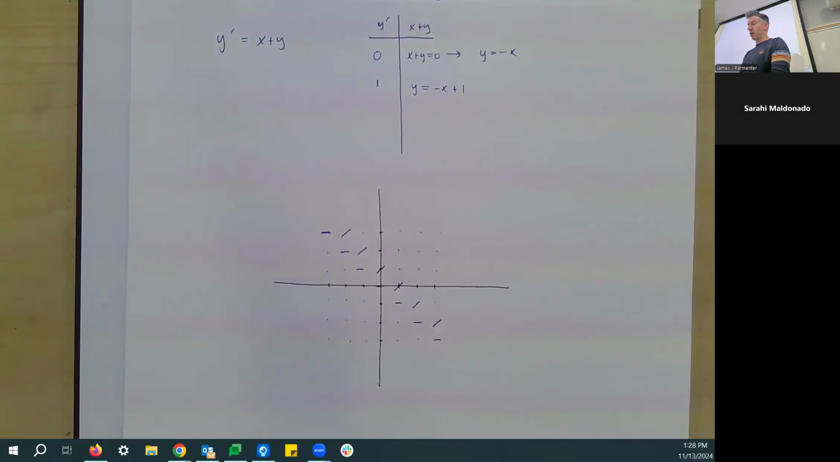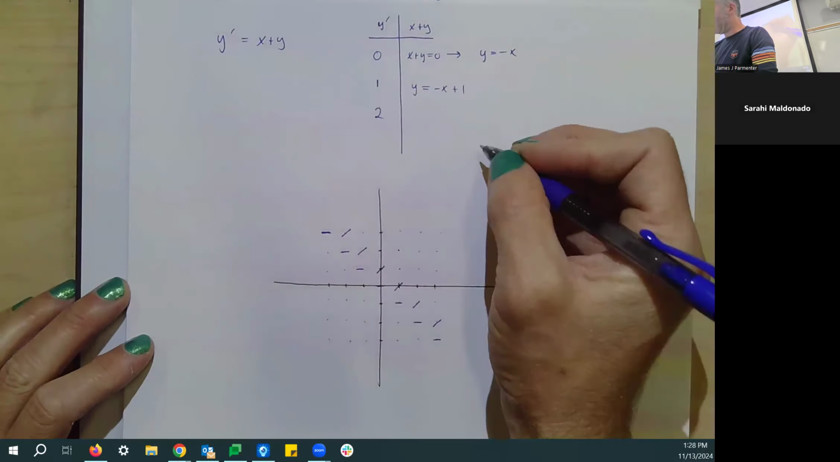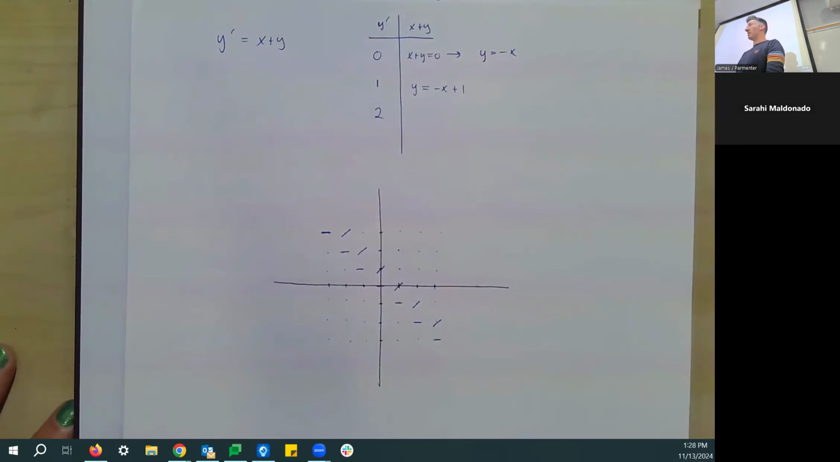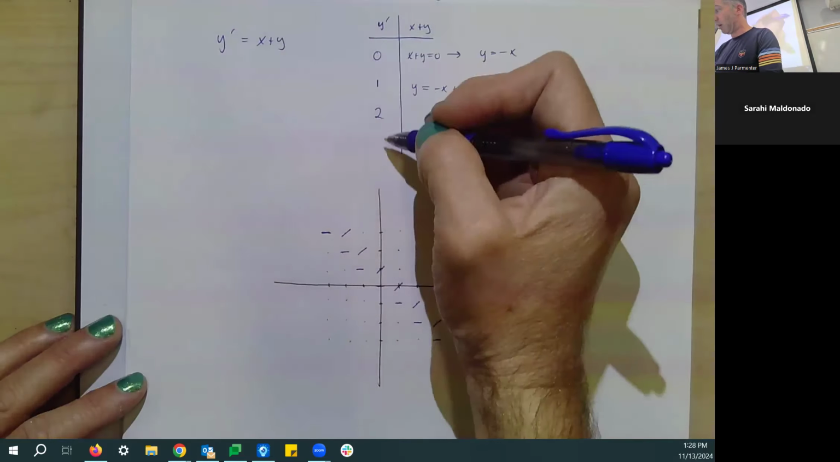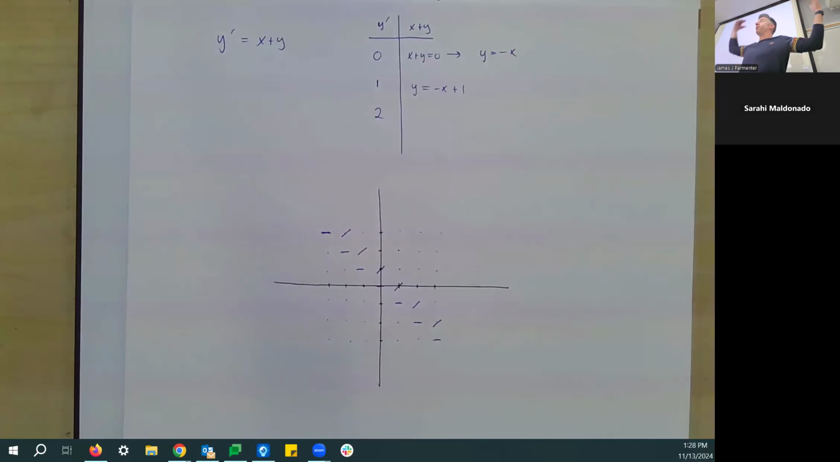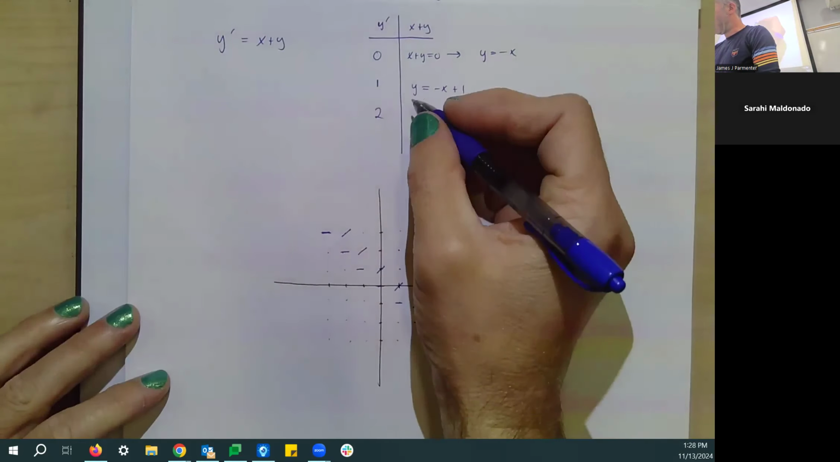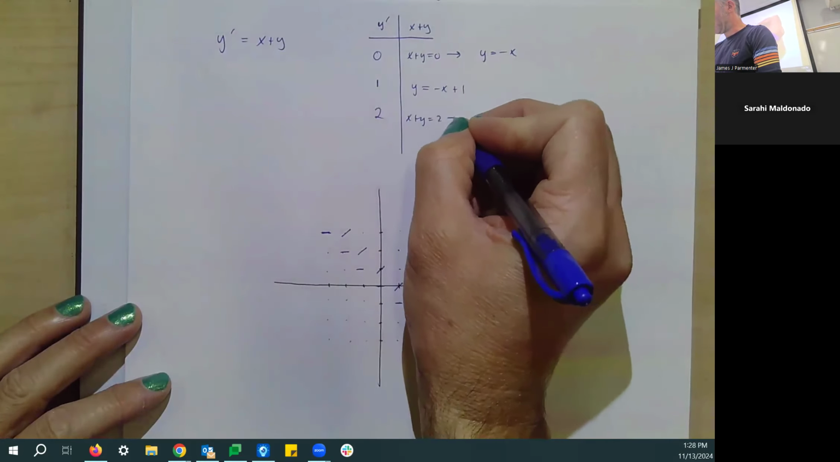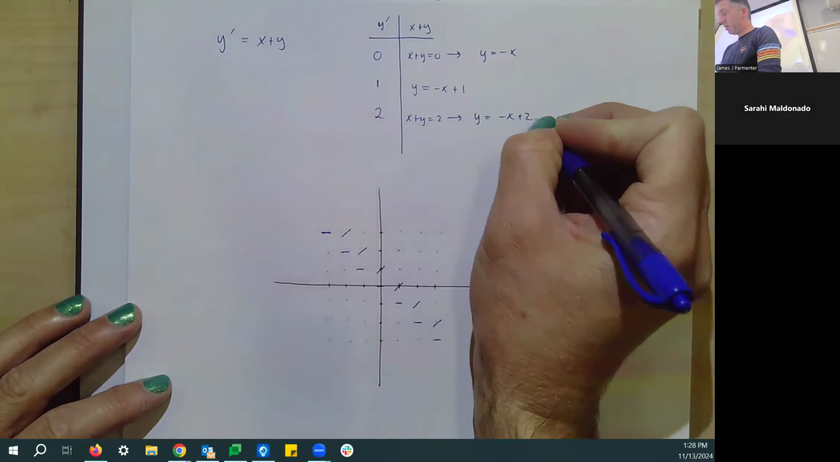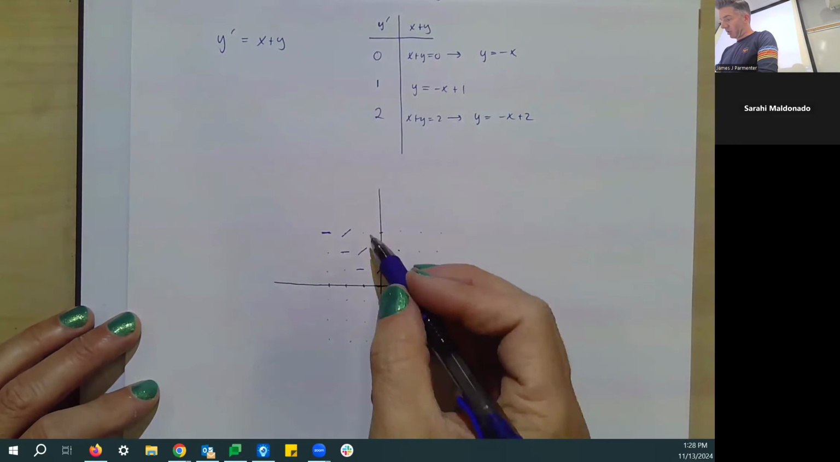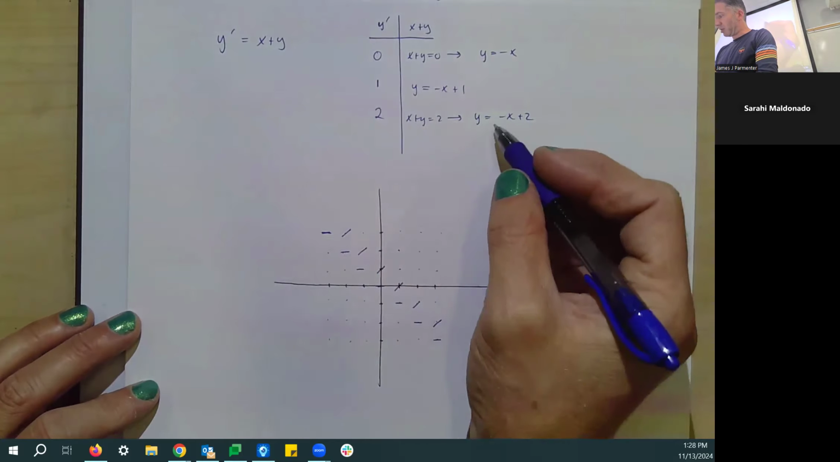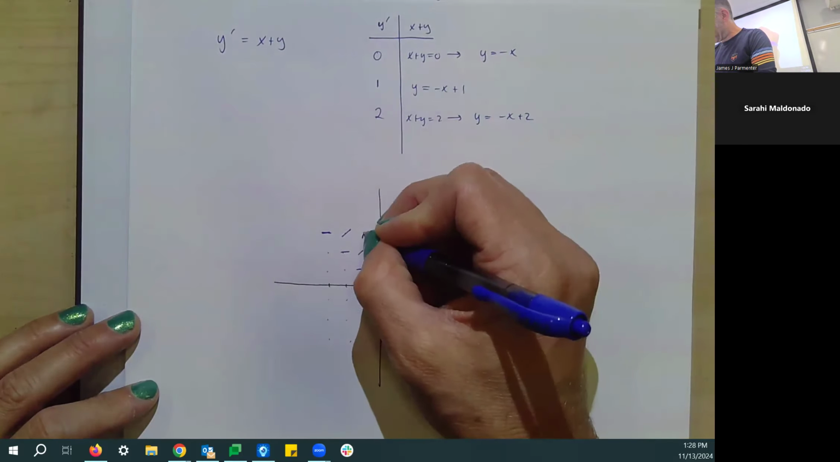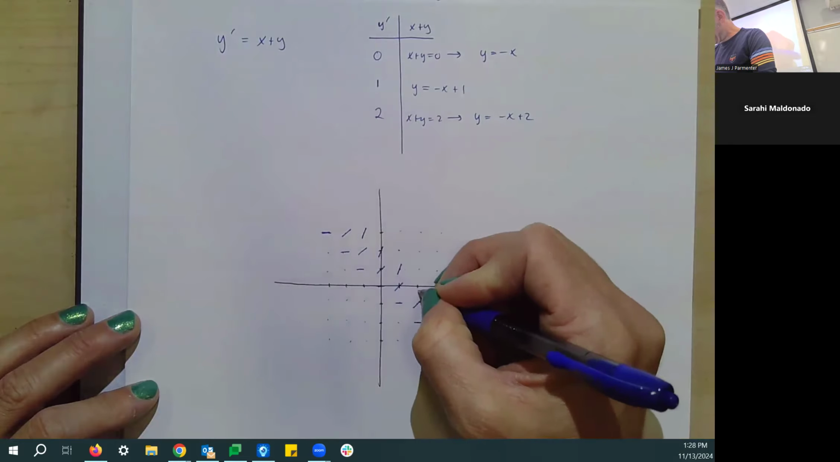We can keep doing the same thing. If y prime is 2, again, I picked an especially easy example probably. It doesn't get much easier than y prime equals x plus y if you want both variables in there. But we can still do this for whatever you've got: pick constant values and then find the curve that slope is occurring on. So if x plus y equals 2, that becomes y equals negative x plus 2, which is just another 1 up. Now my slope is 2, so it's going to be a little bit steeper.